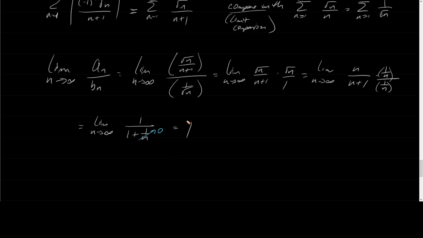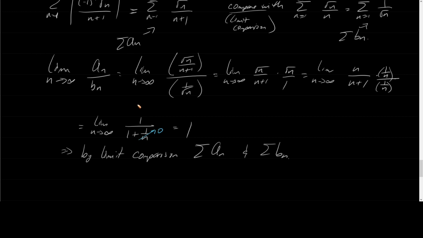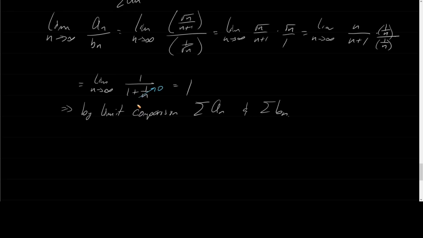So now that we know that this actually goes to 1, then we know that by limit comparison, both series a sub n and b sub n behave similarly. I'm calling this over here the series of b sub n, and this one right here is the series of a sub n. So by limit comparison test, both series behave similarly.